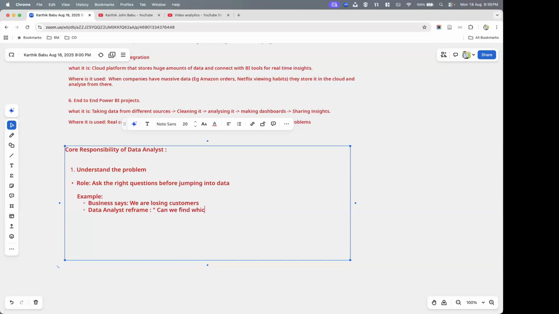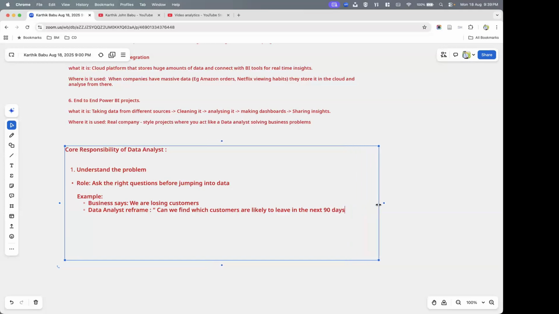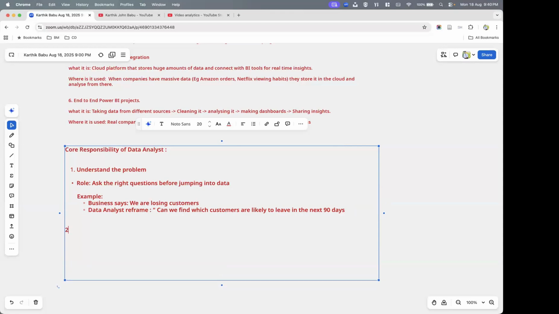Can we find which customers are likely to leave in the next 90 days? If we have an answer for this, then we are in the right direction. So the core responsibility of the data analyst is to understand the problem and ask the right question. Did you get the first point clear? Yes, sir.